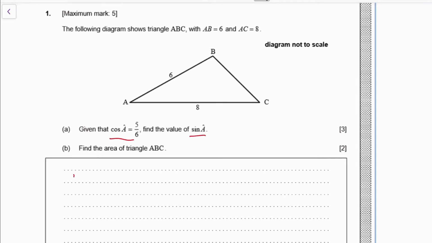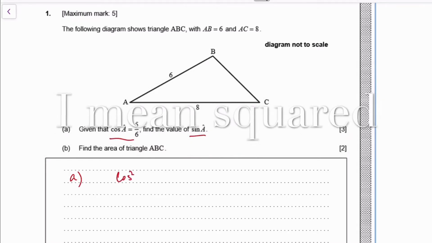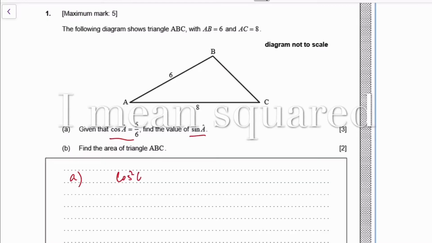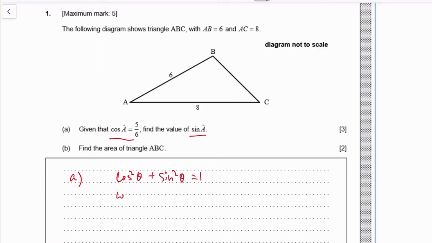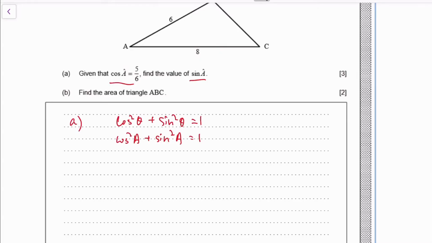What you do is you go to the formula booklet and find, under trigonometry, the Pythagorean identity. Okay, so cosine squared theta plus sine squared theta is 1. So obviously theta could be A. There's nothing to stop theta from being A. We know cosine A is 5 over 6, so this is 5 over 6 squared plus sine squared A equal to 1. So obviously we just move this to the right, minus it, right?